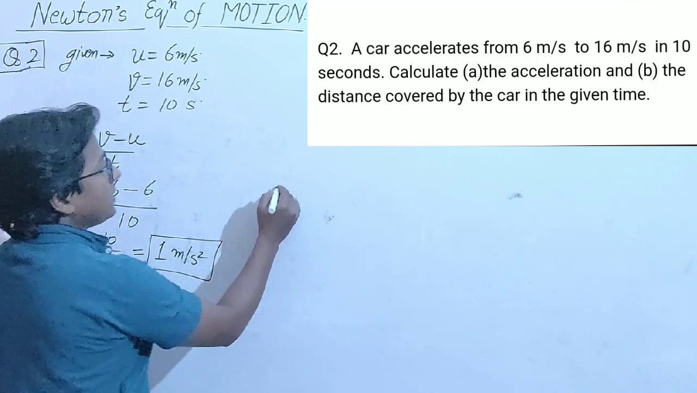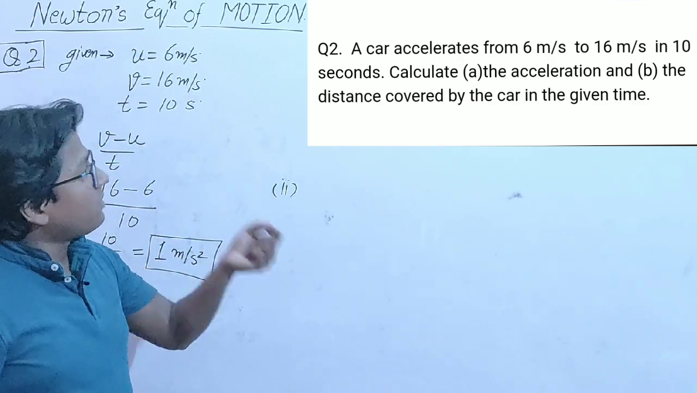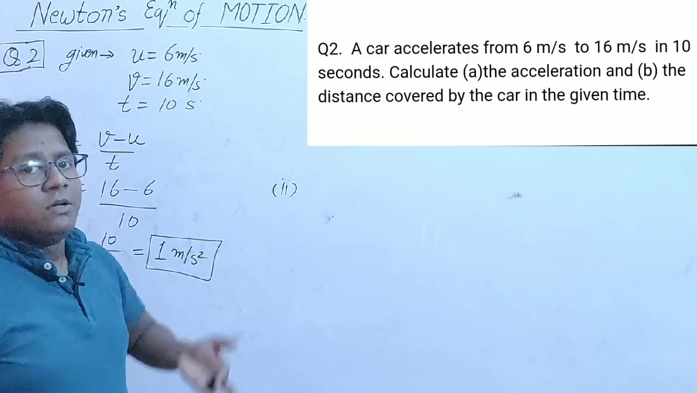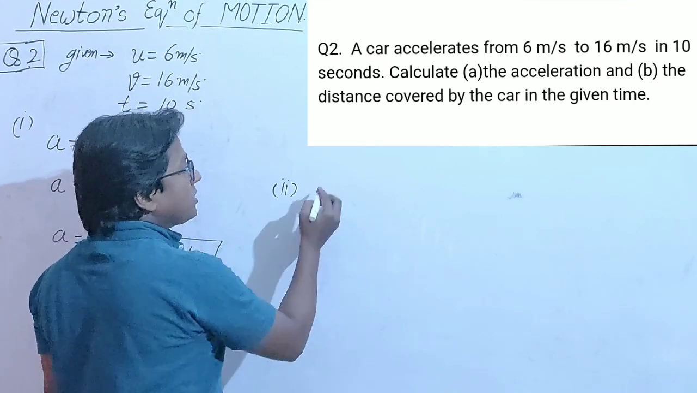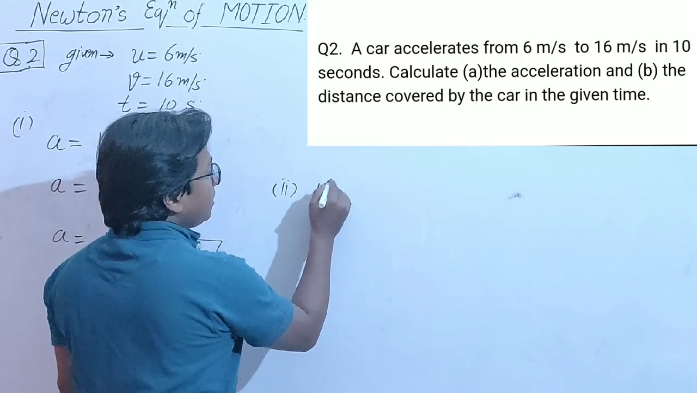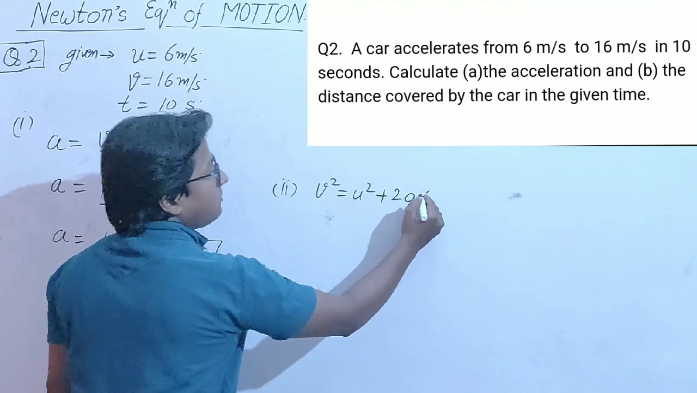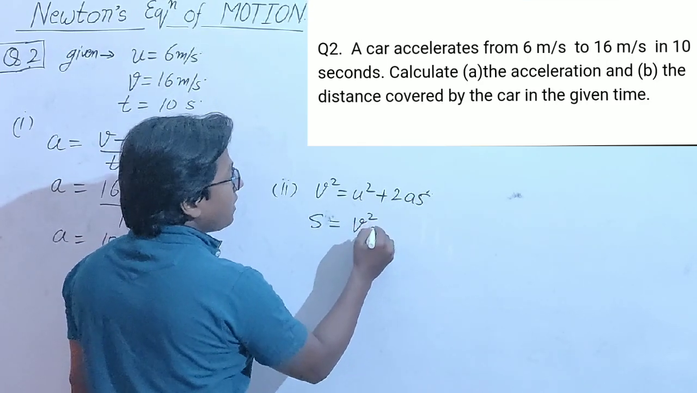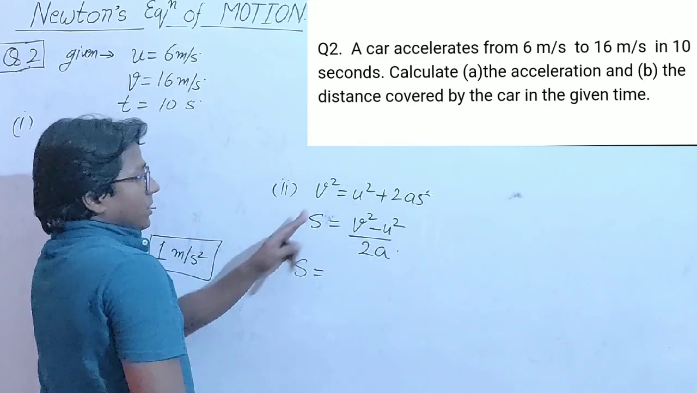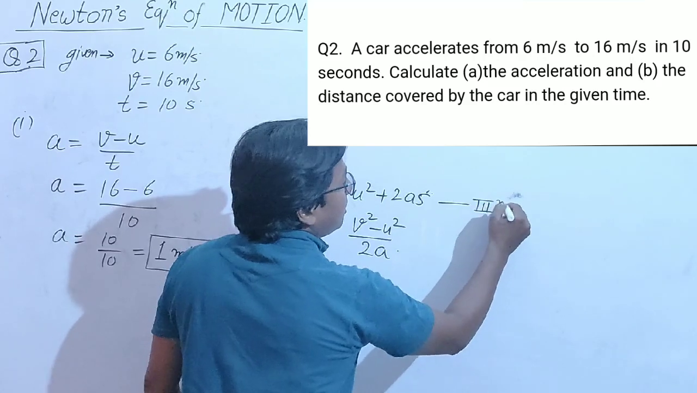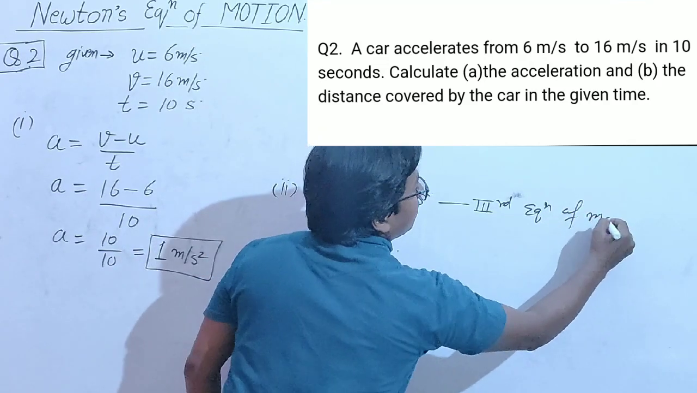And for the second, you can see it is asking about the distance covered by the car in that time. So for the distance you have the third equation of motion. So that is v square is equal to u square plus 2as, and for distance we can say that s is equal to v square minus u square upon 2a. Simply place the value. S is equal to, this is third equation of motion.